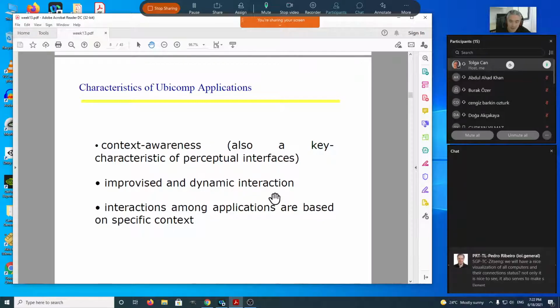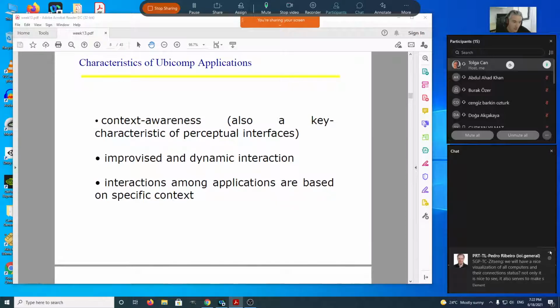Improvised dynamic interaction among applications that are based on specific contexts.